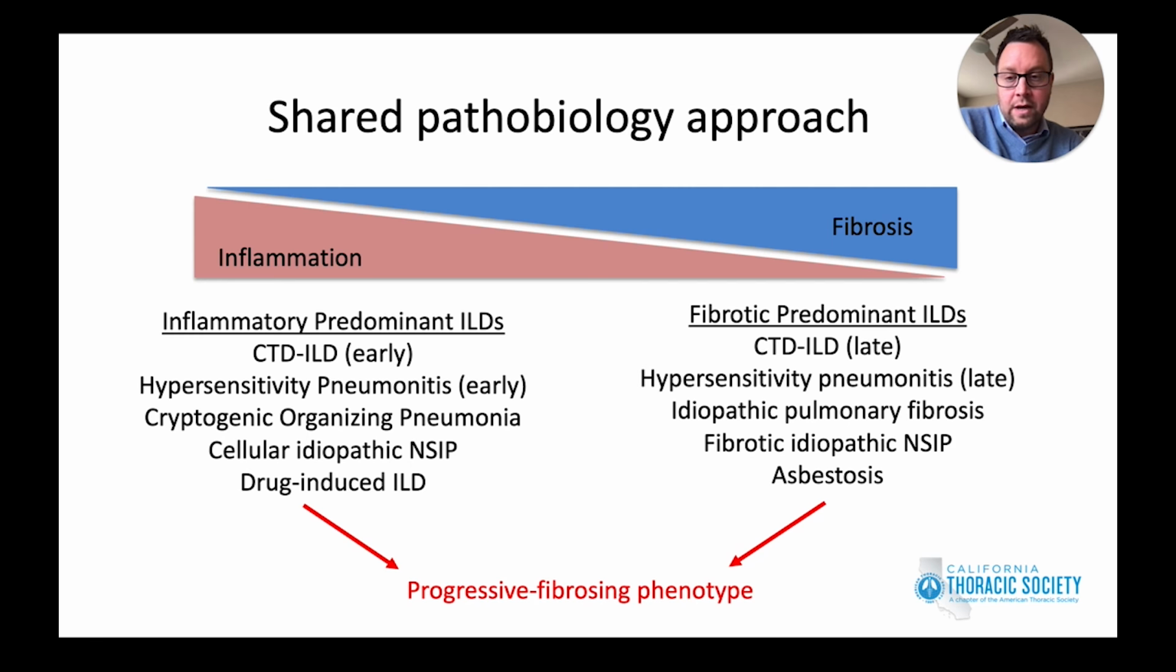What's important to know is that whether it is an inflammatory predominant ILD or more of a fibrotic predominant ILD, each of these can result in a progressive fibrosing phenotype, with idiopathic pulmonary fibrosis being the most likely to do so, as nearly all patients with IPF will develop a progressive fibrosing phenotype.